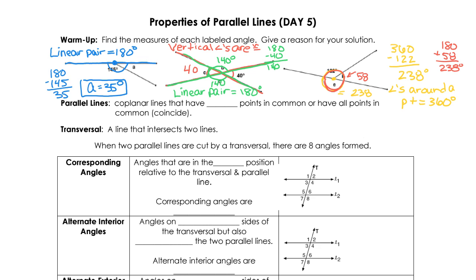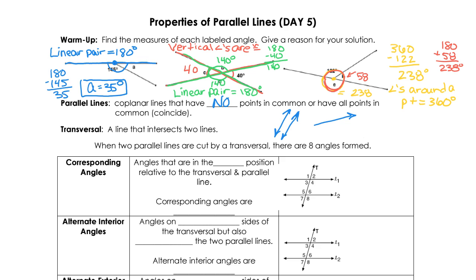All right, so coming down, we're talking about parallel lines today. Parallel lines are coplanar lines that have no points in common. Think of railroad tracks. They run alongside each other and they will never meet.